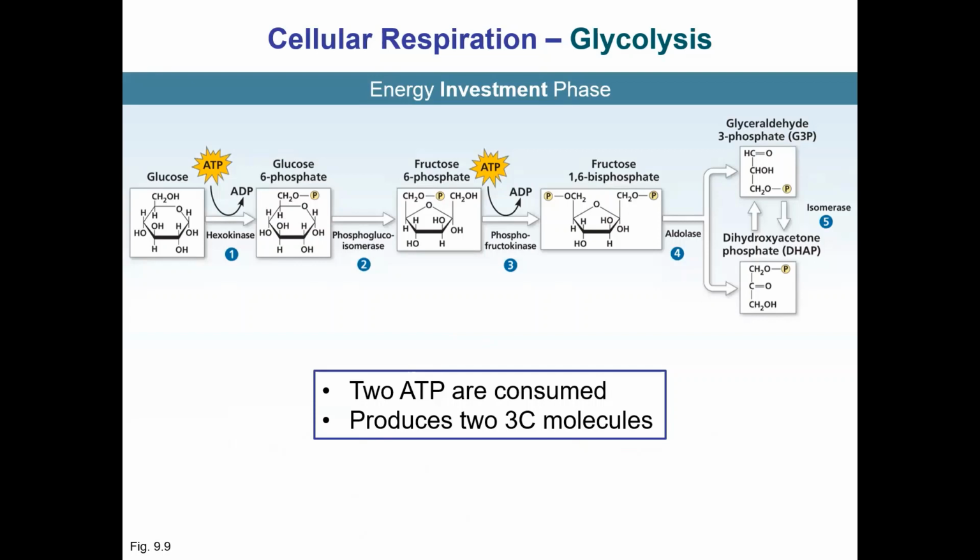So what are these three-carbon compounds? You can see that we have one here called dihydroxyacetone phosphate. And we have another one here called glyceraldehyde 3-phosphate. These two are kind of interchangeable. It's very easy to change them back and forth. I want to point out this one here though, glyceraldehyde 3-phosphate. So why is that one important?